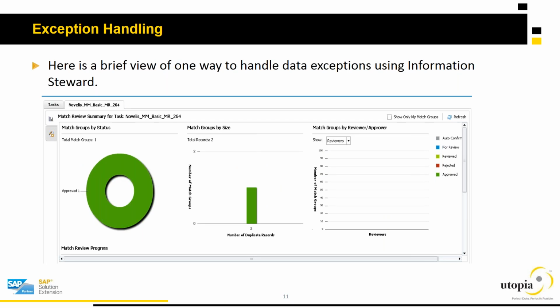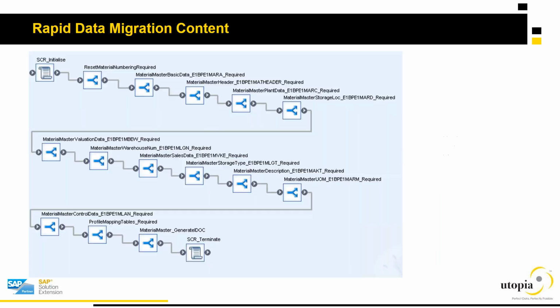There will be exceptions. There will be issues to deal with along the way. One way to handle those is that we load those exceptions into SAP's Information Steward application, which allows a data person to go in and actually fix the data. This also allows us to track who did it, when they did it, and how many they've done. So it gives you some administrative capabilities to track that as well.